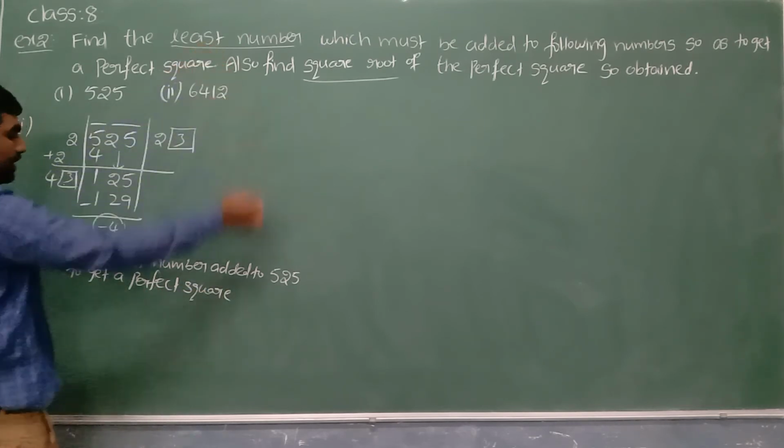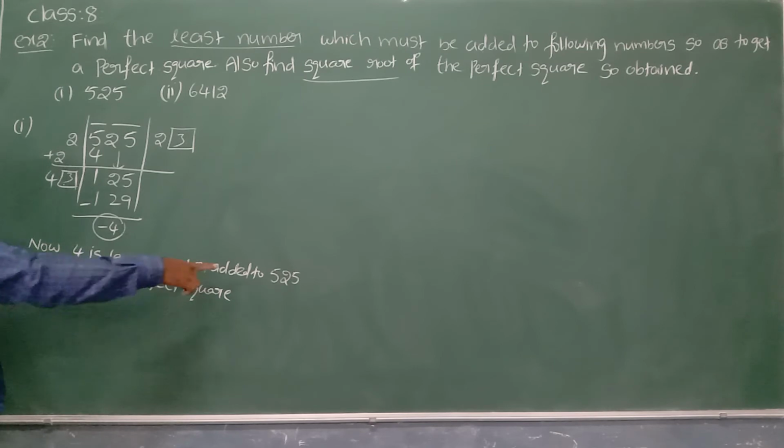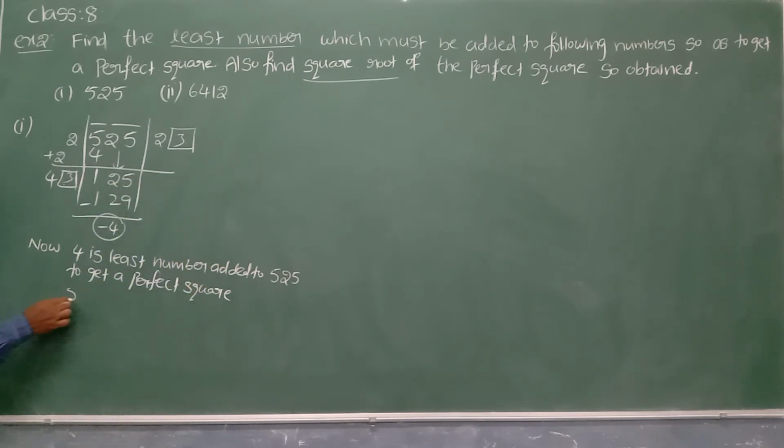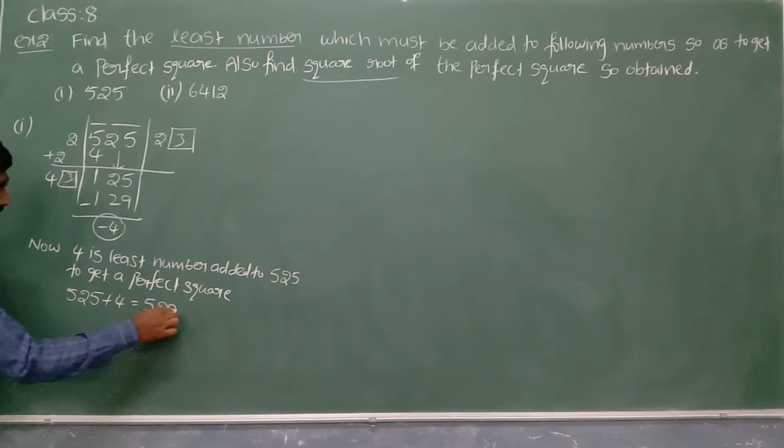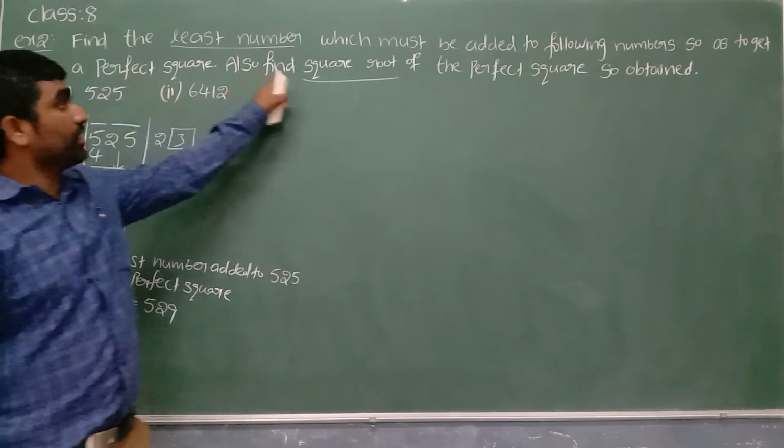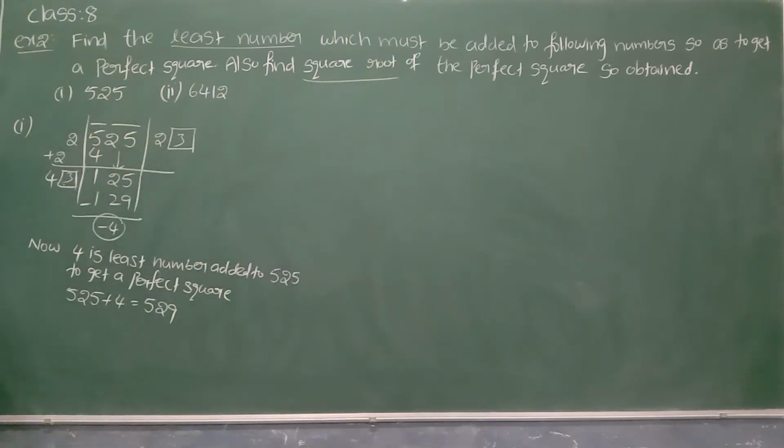They are asking what is the least number. 4 is the least number which we can add to 525 so that the result is a perfect square. Yes, 525 plus 4 we can see here 529. So after getting the perfect square, they are also asking to find the square root of 529.